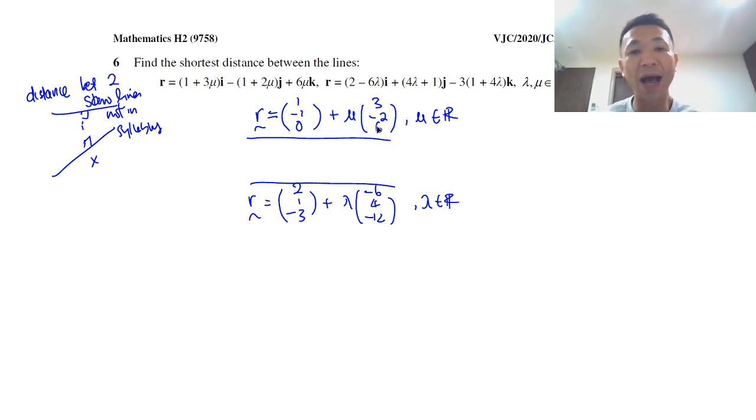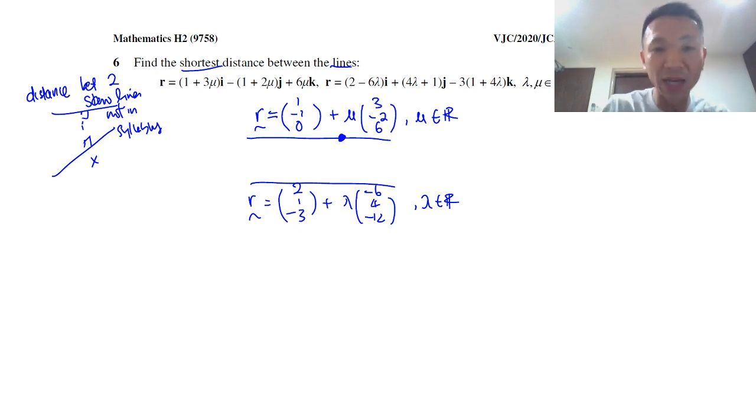Now, by observation, it's not difficult to see that the direction vectors are parallel. Yes, so therefore these two lines are parallel. So if you recall, I said in the summary, the shortest distance between two parallel lines is the same idea, exactly the same idea, as finding the shortest distance between a point on one line and the line.